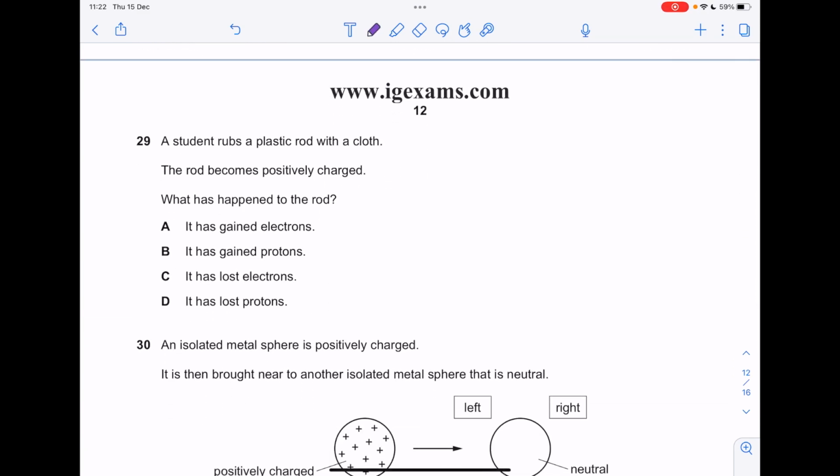A student rubs a plastic rod with a cloth. The rod becomes positively charged. What has happened to the rod? Remember, you're only going to be transferring electrons by friction here. And electrons have a negative charge, so if the rod becomes positive, it must have therefore lost electrons.